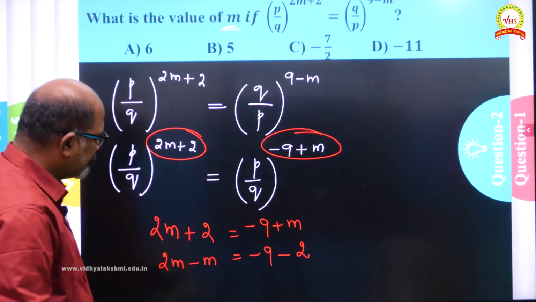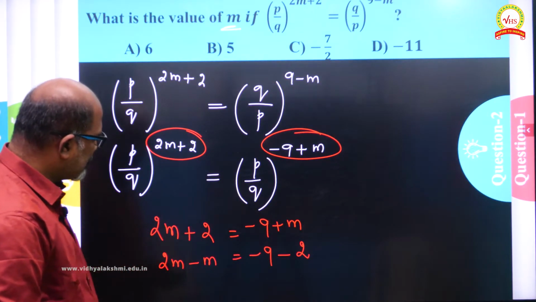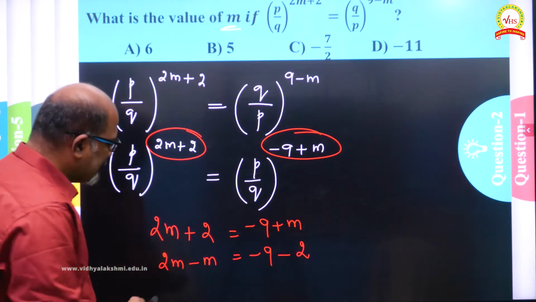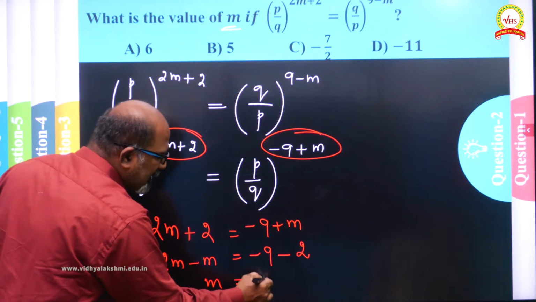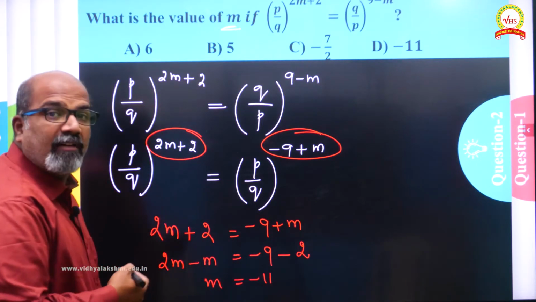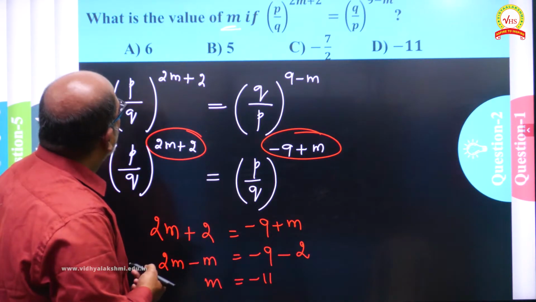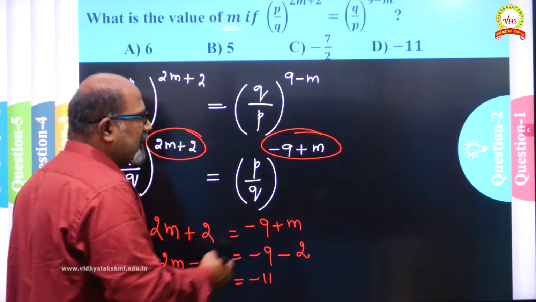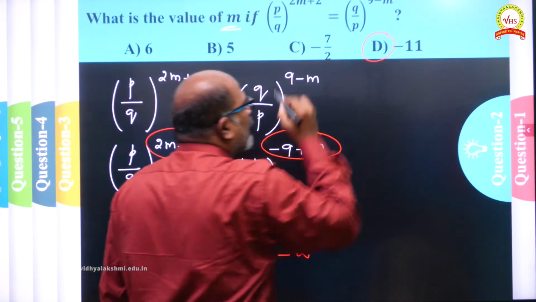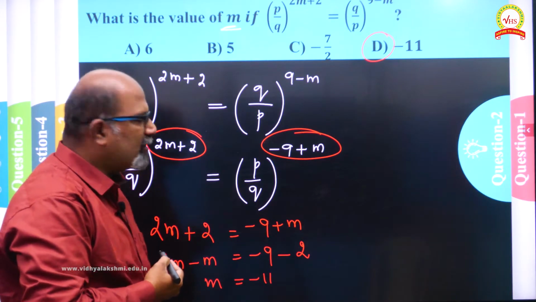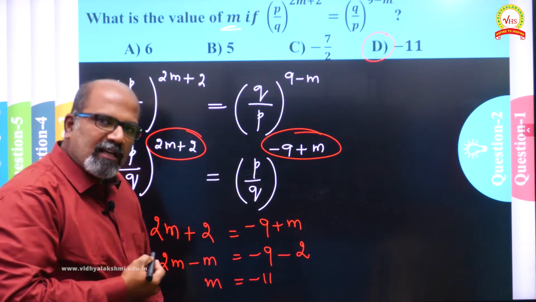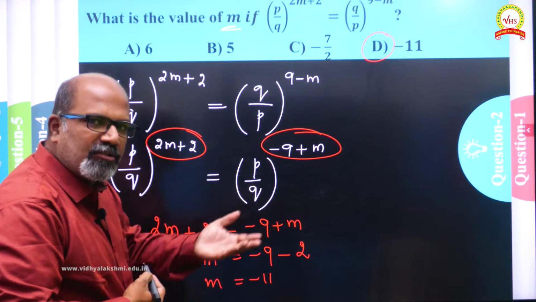And what is the result that we are getting? 2m minus m is m. So m is equal to minus 9 minus 2, which is minus 11. So minus 11 is the value of m for this question. And minus 11, yes, option D, we are having minus 11. So option D is the correct answer for this question. Yes, let us move to the next question.